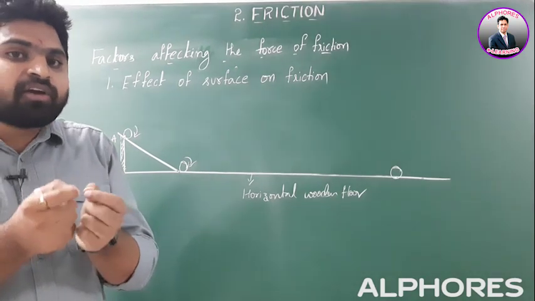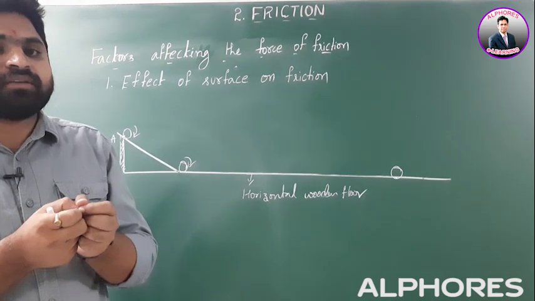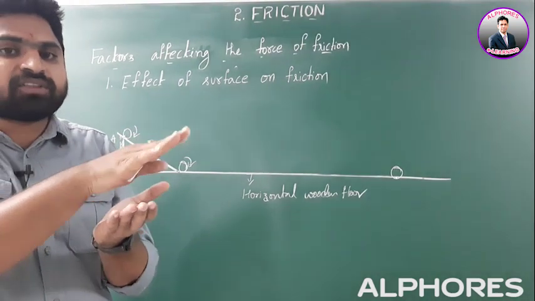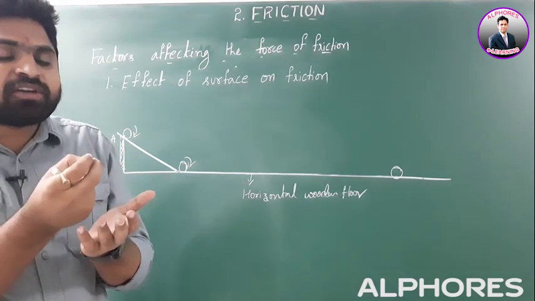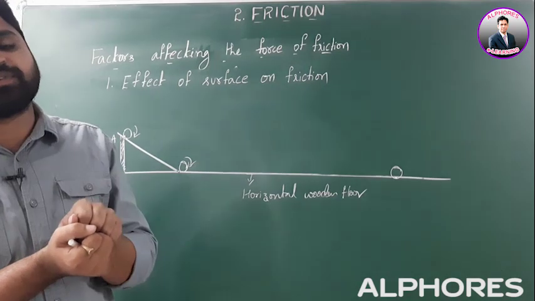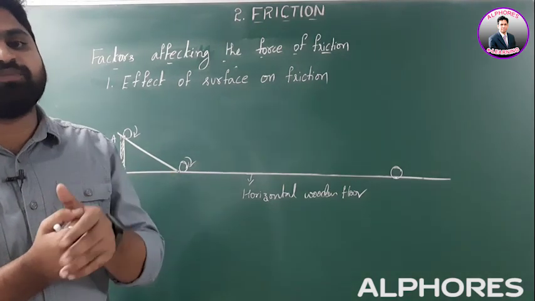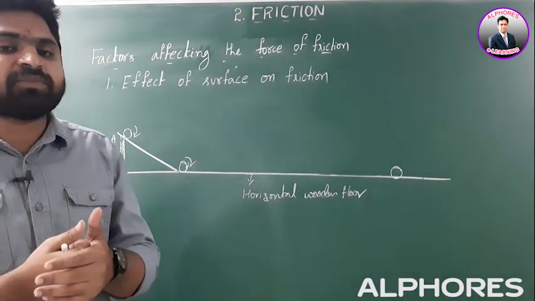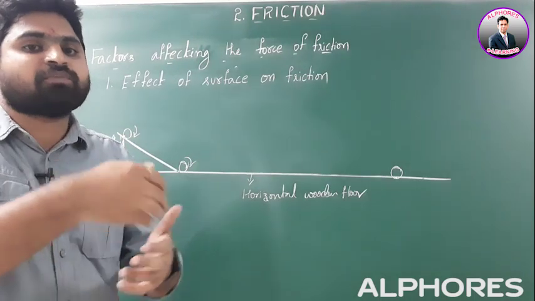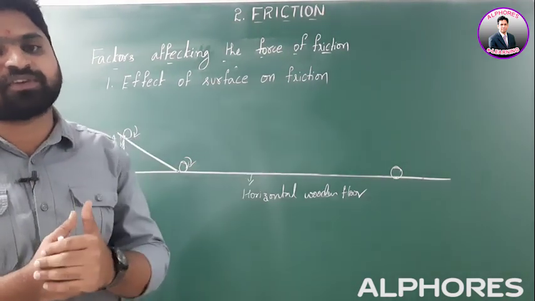These irregularities get interlocked, locked into each other. When you try to push one object over the surface, the interlockings present on one surface get locked into the other surface. So that's why we find it difficult to push or move any object. To overcome this, we need to apply a force that overcomes this interlocking. Then only the body can move easily on the surface.